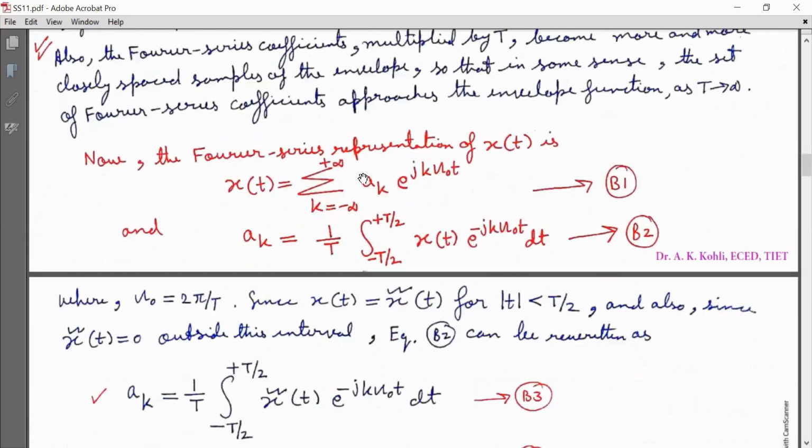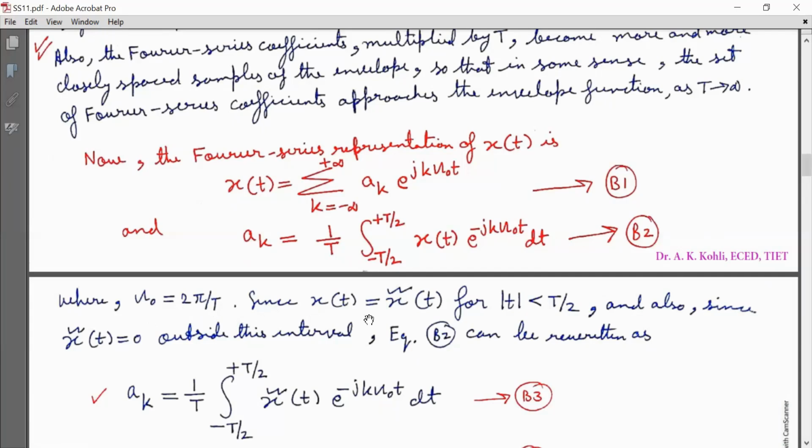Now the Fourier series representation of x(t) is equal to summation k running from minus infinity to infinity a_k e raised to power j k Ω0 t, mark it as equation B1. And a_k, that is the Fourier series coefficients, is equal to 1 by T integration from minus T/2 to T/2 x(t) e raised to power minus j k Ω0 t dt, mark it as equation B2, where Ω0 is equal to 2π by T.